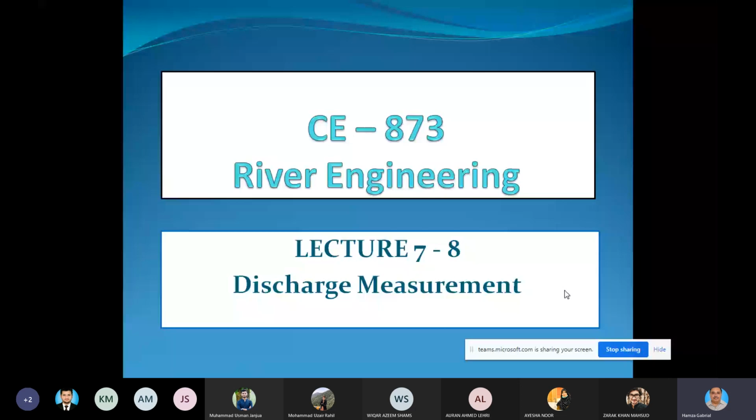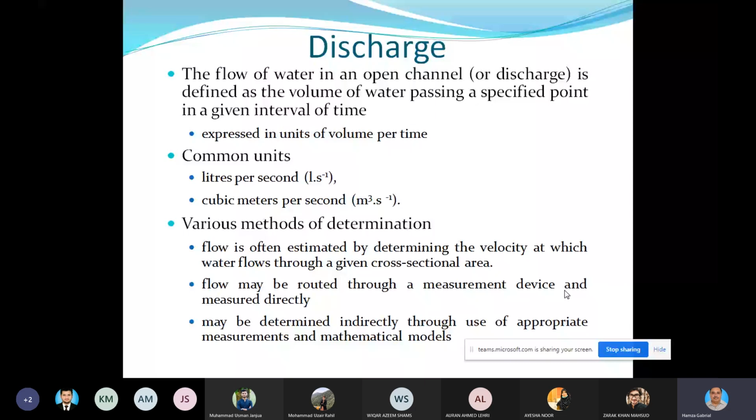So starting with the definition of discharge itself. For a layman, it is just the flow of water in an open channel, but technically we call it discharge, and simply it can be defined as the volume of water which is passing at a specified point per unit time. So if we are measuring volume in a given interval of time, that will be known as the discharge or the flow of water.